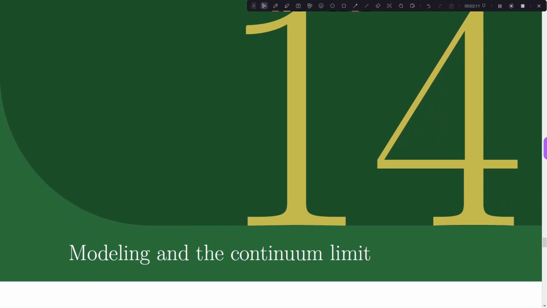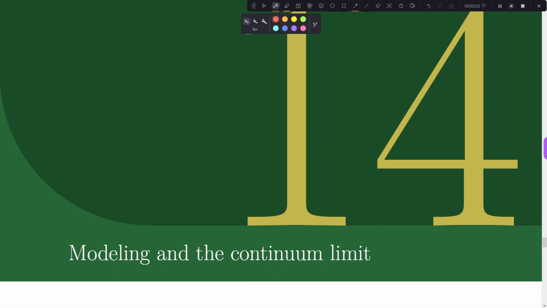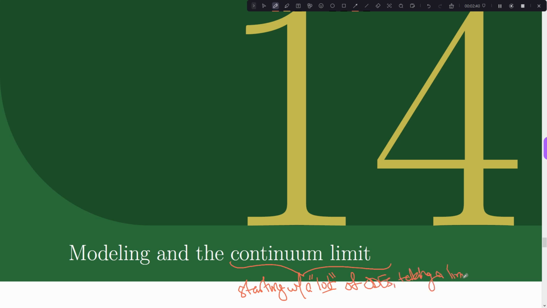So we're going to look at modeling with ODEs and then eventually PDEs as well. And the idea of this continuum limit is that if I start, so continuum limit means starting with a lot, whatever that means, I need to put that in quotes, of ODEs, taking a limit gives a PDE. That's not the only way to derive PDEs for somewhat obvious reasons.